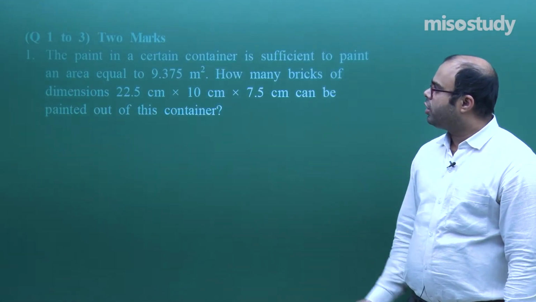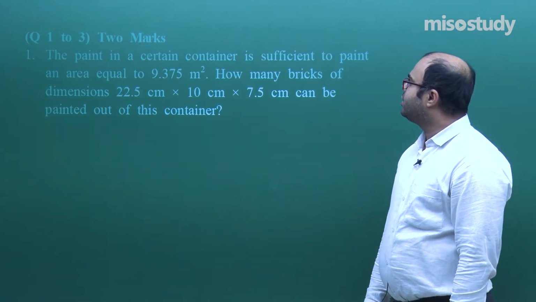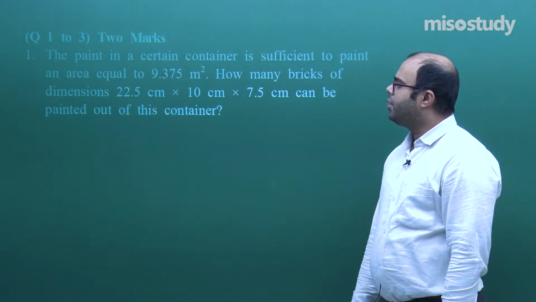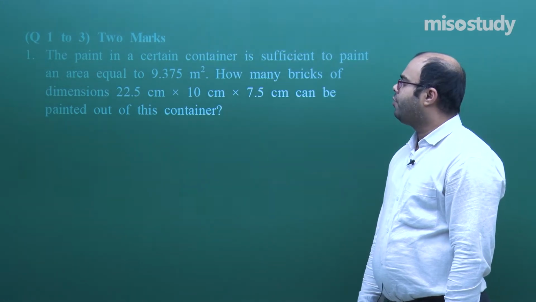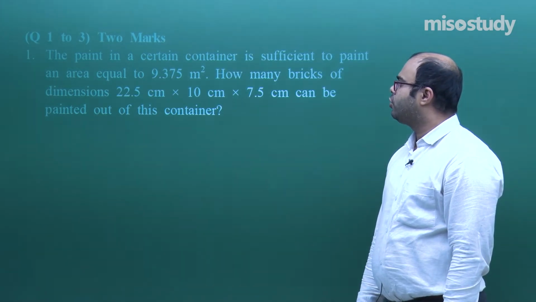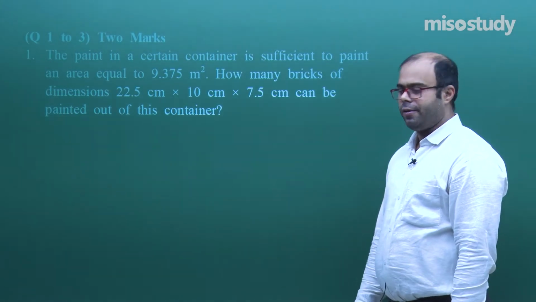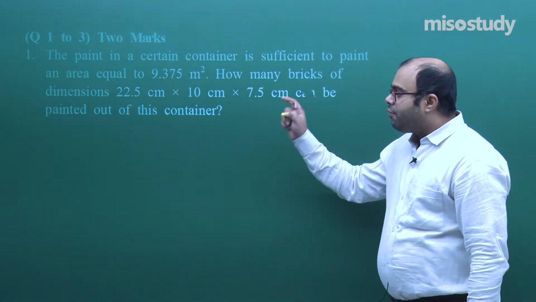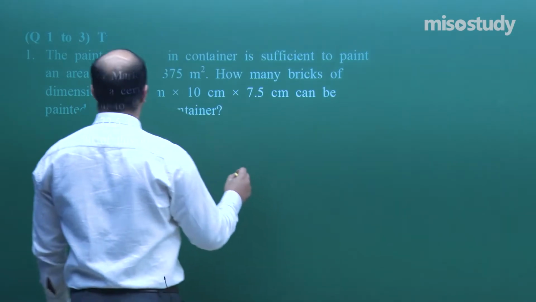The first question is of 2 marks and it says the paint in a certain container is sufficient to paint an area equal to 9.375 meter square. How many bricks of dimensions 22.5 centimeter into 10 centimeter into 7.5 centimeter can be painted out of this container? First, let us find the total surface area of the brick.